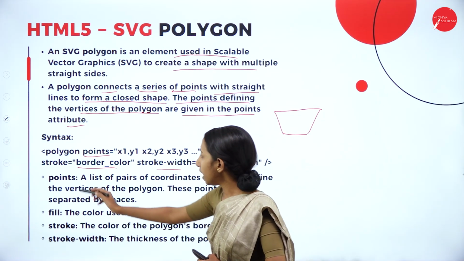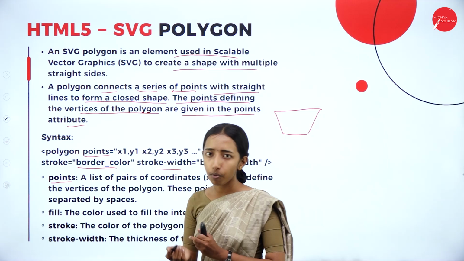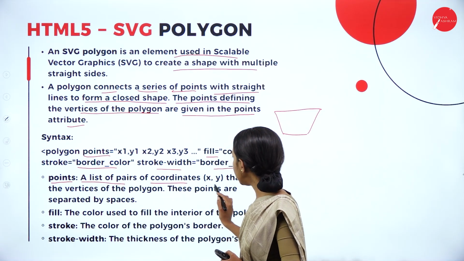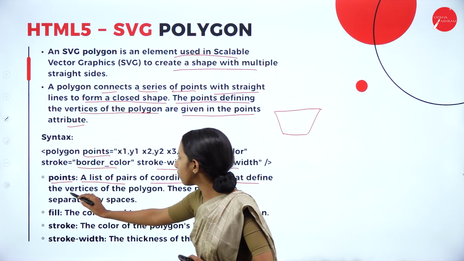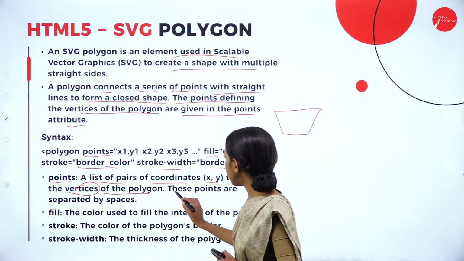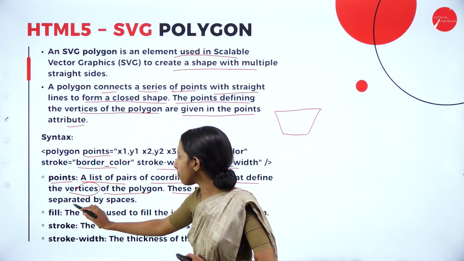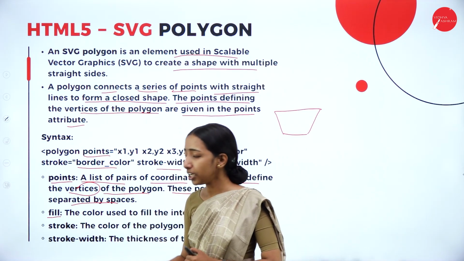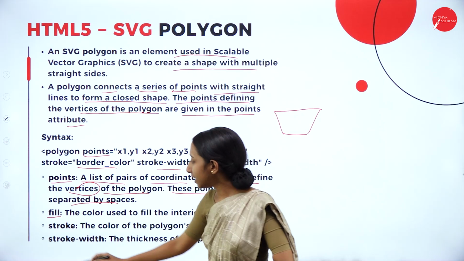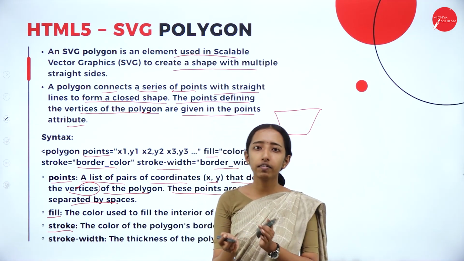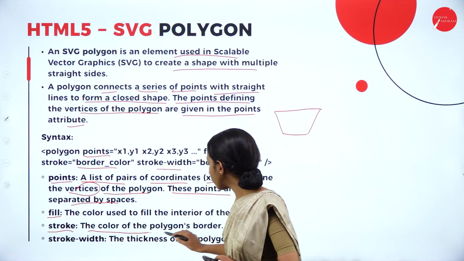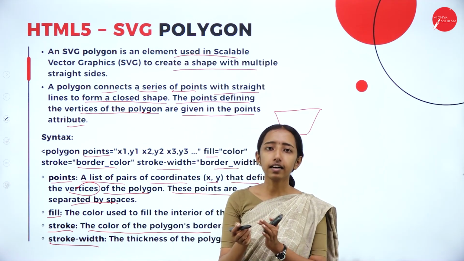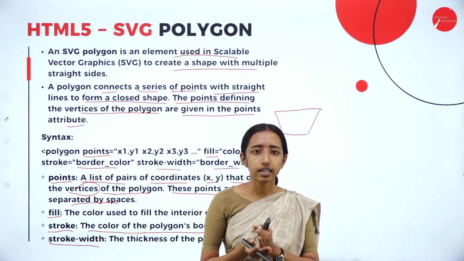So what do we mean by the points? These are the attributes, a list of coordinate pairs like x, y that define the vertices of the polygon, and these points are separated by spaces. Next, fill means you will be filling the color, the next stroke means you will be giving the color of the polygon's border, and the next stroke width means the thickness you want to have for the graphic.